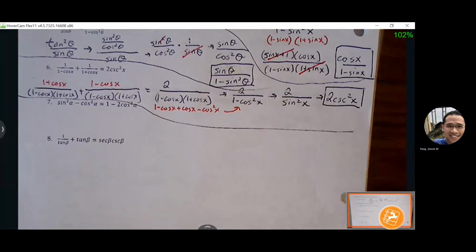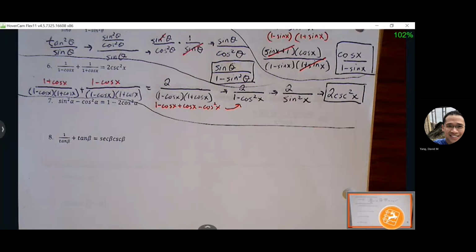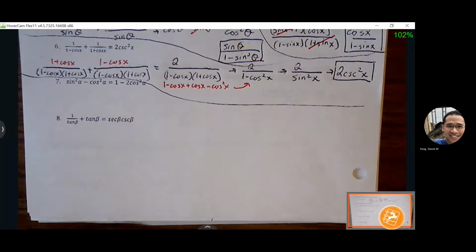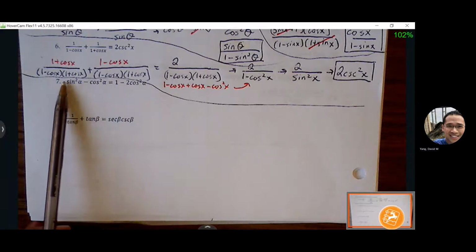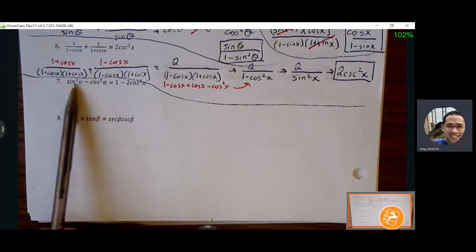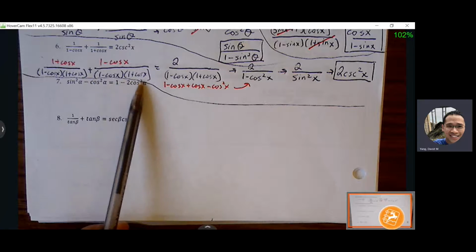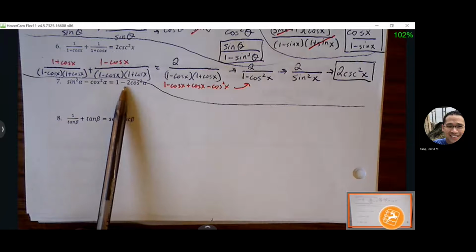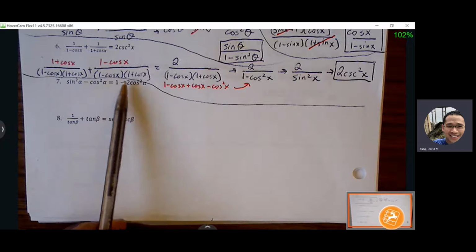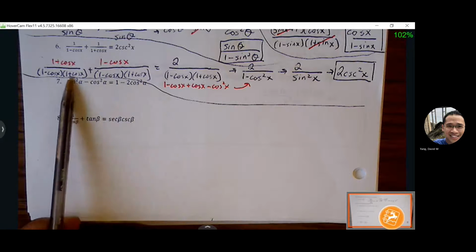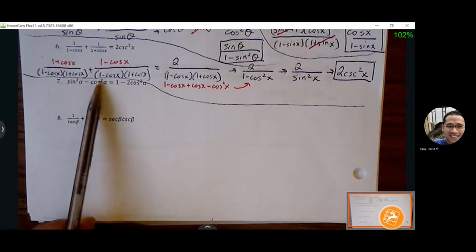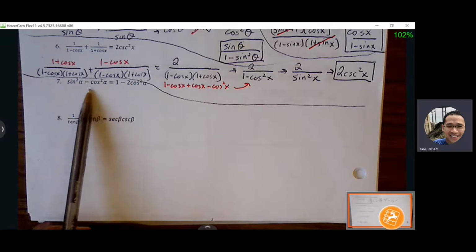Number 6. Okay, number 7: sine squared minus cosine squared, 1 minus. Look at where we're starting. Look at where we need to notice here. Everything on the right side, we don't have everything. Very easy and quick way to convert.